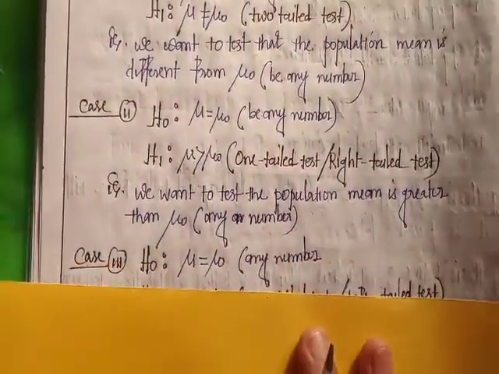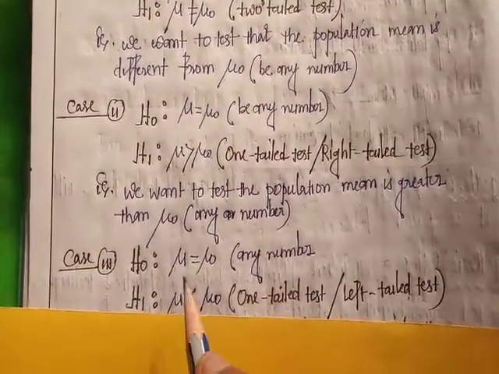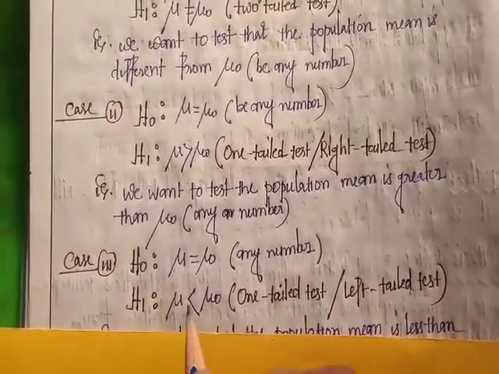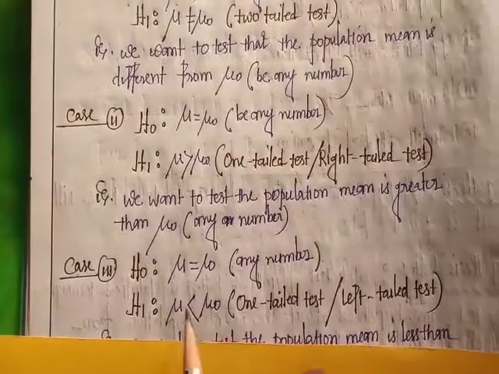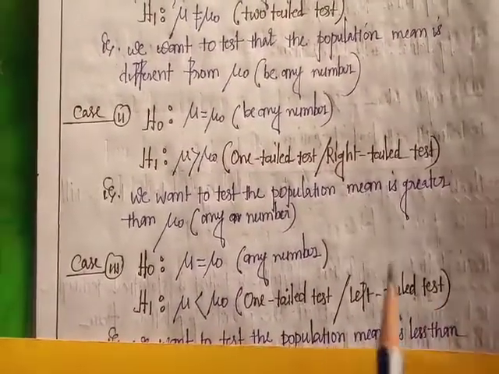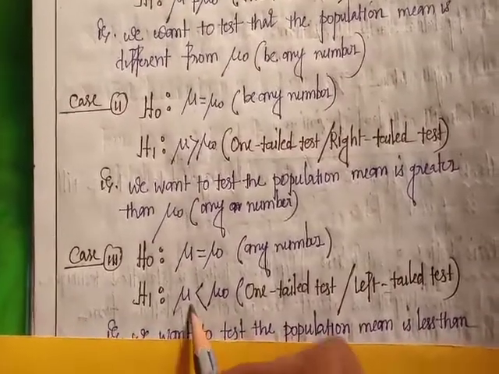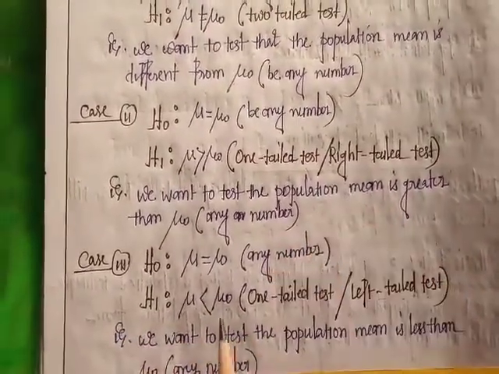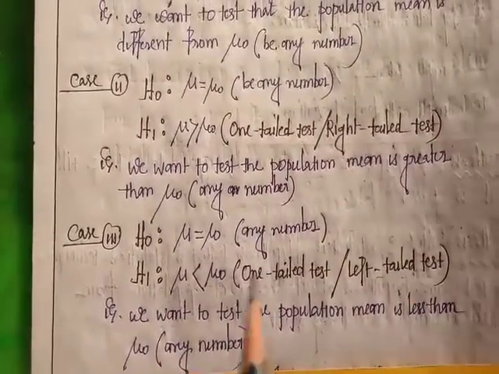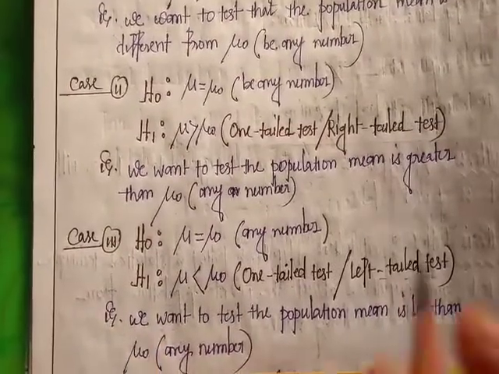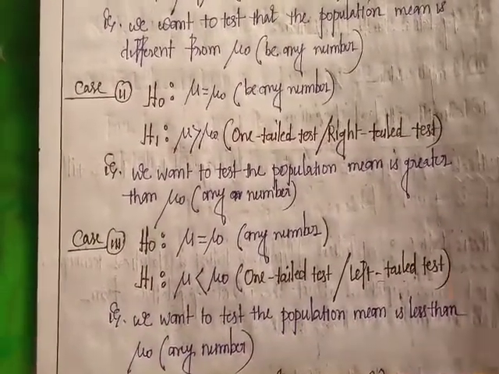Case 3, if the null hypothesis is mu equal to mu naught, any number, then the alternative hypothesis will be mu less than mu naught. This mu less than mu naught is called left tail test. That is, we want to test whether the population mean is less than mu naught or not.